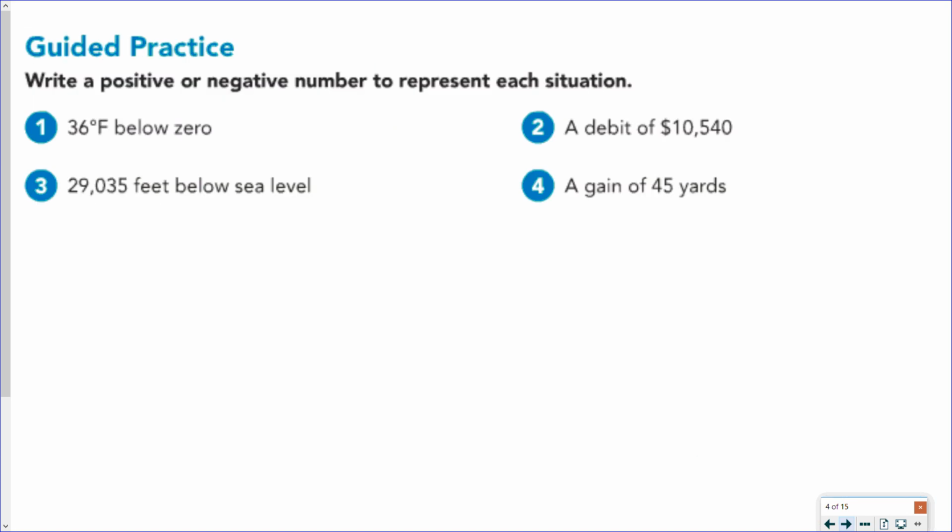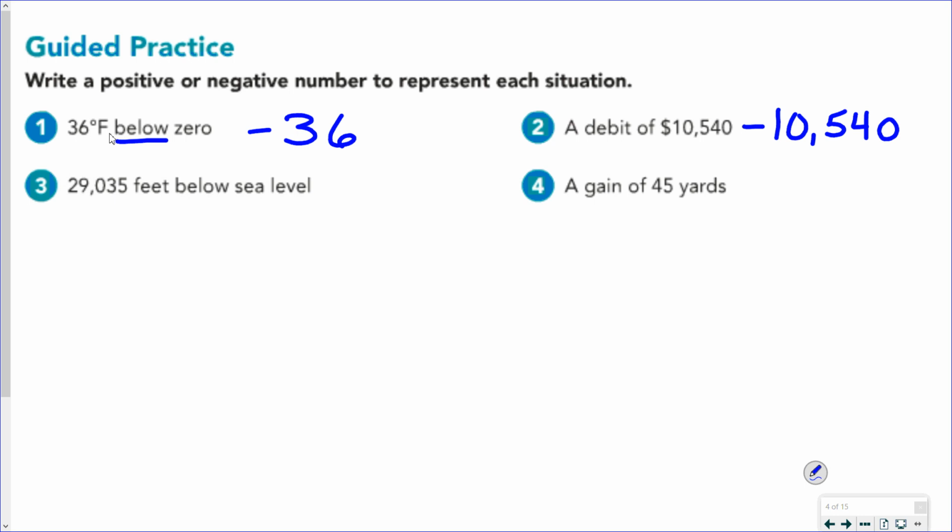So for each situation, we would want to write a positive or negative number to represent it. So in our first situation here, if it's 36 degrees Fahrenheit below zero, below is our key word there. Since it's below zero, our number would be -36. If we have a debit of 10,540, well, on the previous page, it was explained that a debit is a negative number. So we would have -10,540.